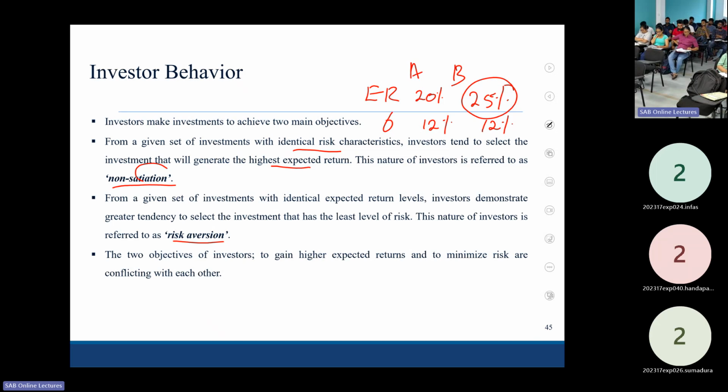The other one is risk aversion. What is risk aversion? Suppose that you are given again a scenario like this, say A, B. Expected return and standard deviation. Say expected return 20%, expected return 20%, standard deviation 12%, standard deviation 18%.